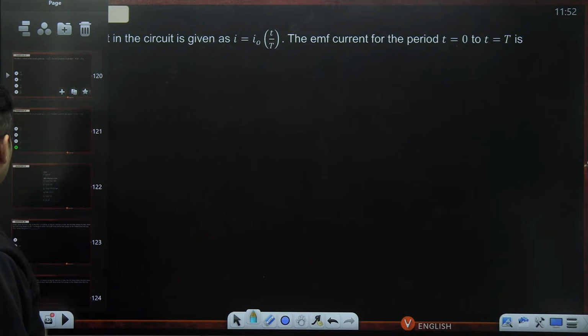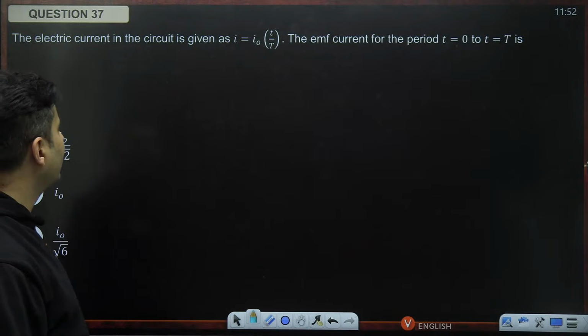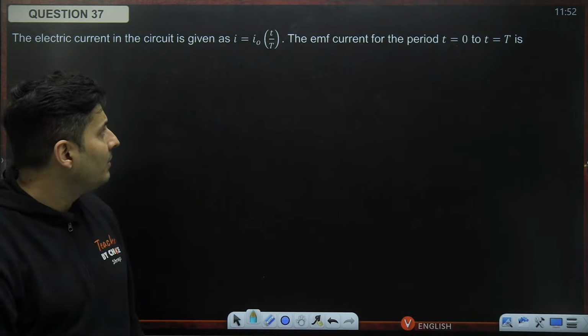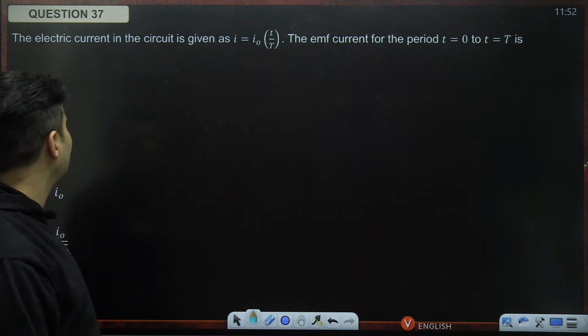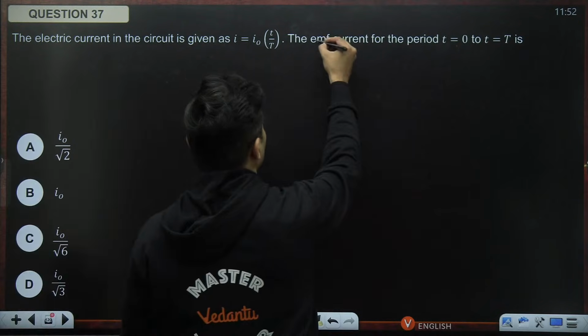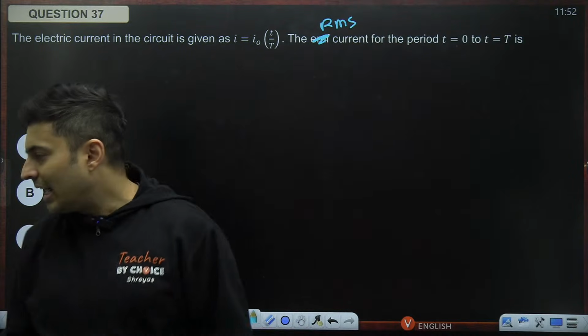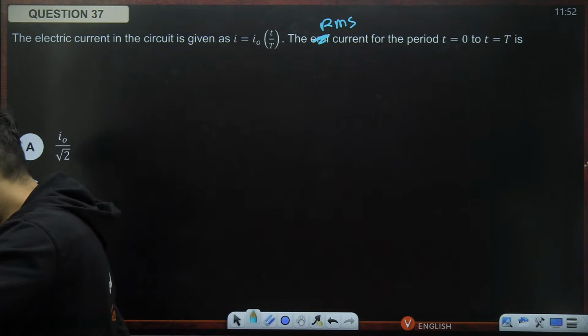Moving on to the next question. Electric current is given by so and so. ERMS, the EMF current. I think the RMS current was asked, not EMF. This was RMS current, not EMF current. RMS current. Yeah.